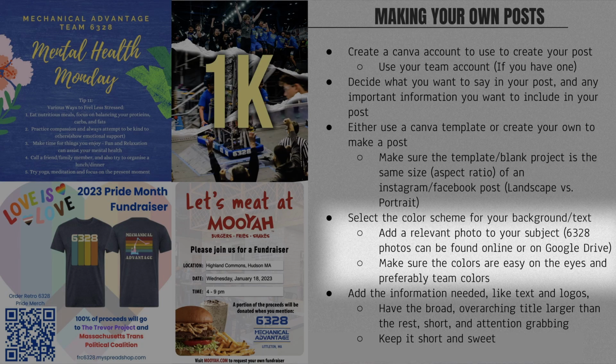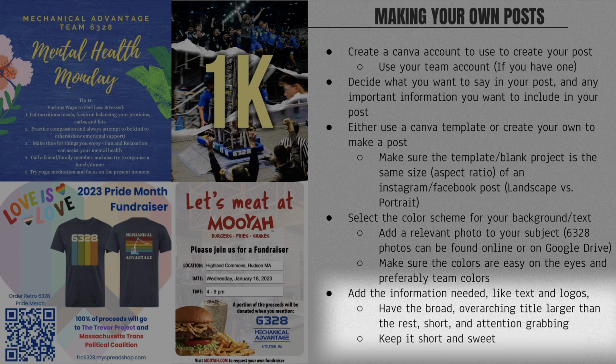Now make sure those colors, of course, are complementary and easy to see. And then add any information that you need. That could be logos, or especially locations, times, any specifics that you need to have in your post, you gotta make sure that you have them. Okay, I'm going to let you guys do that.